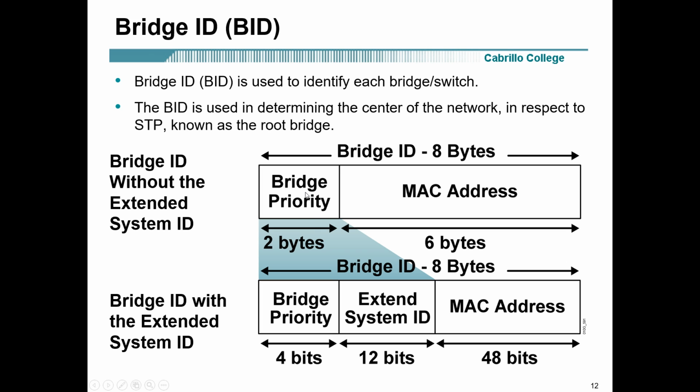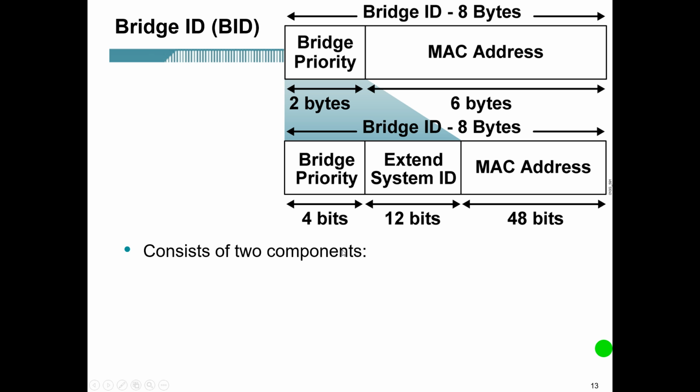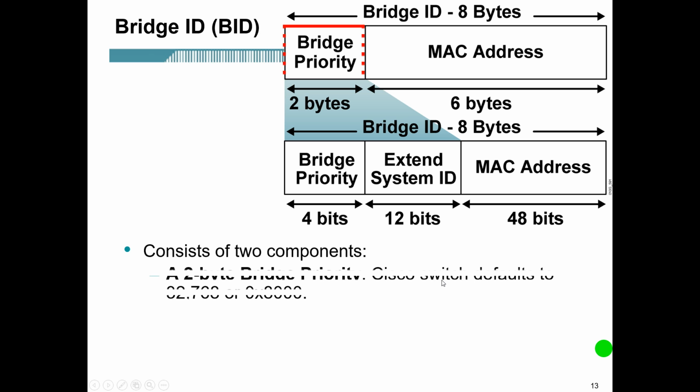So here we're taking that bridge priority and separating it so that we can have bridge priority and extended system ID. Those together are the same space as our 2 bytes. So here it is again. This consists of 2 components: a 2 byte bridge priority, and the Cisco default is 32768, or in hexadecimal 0x8000.